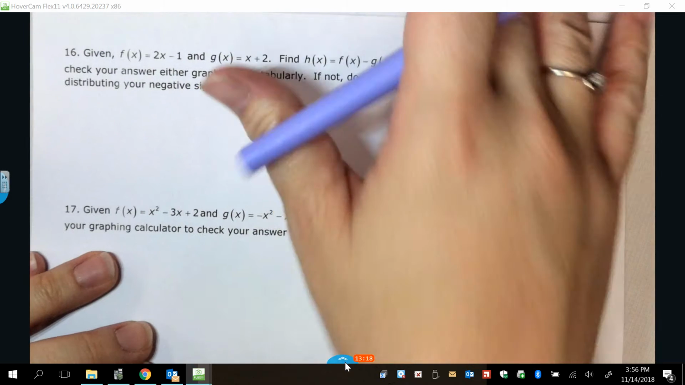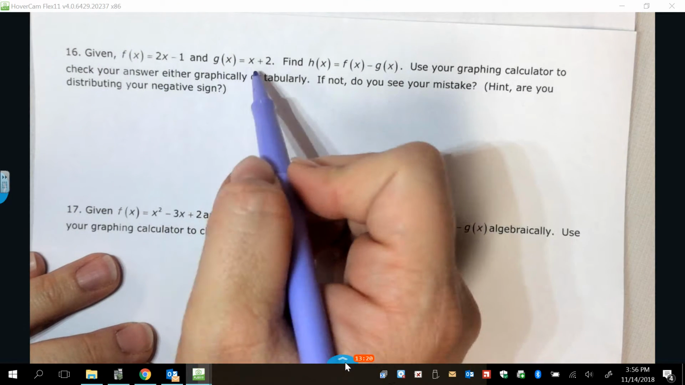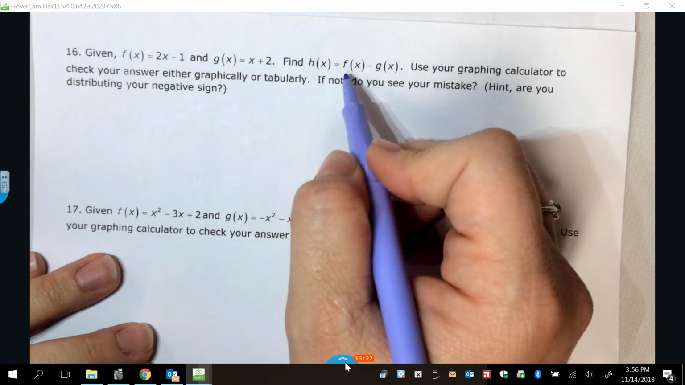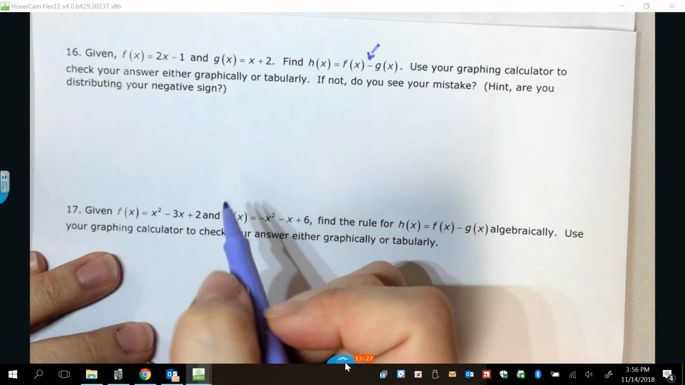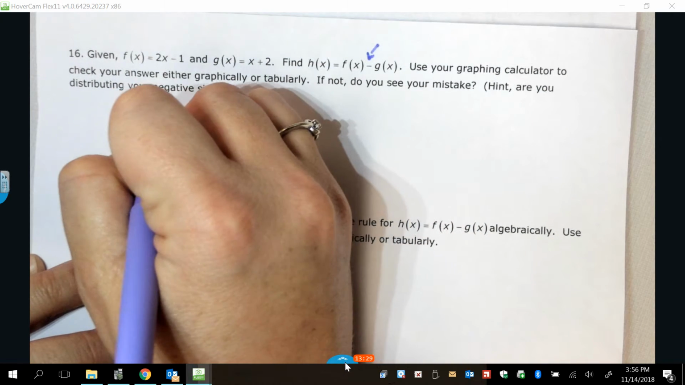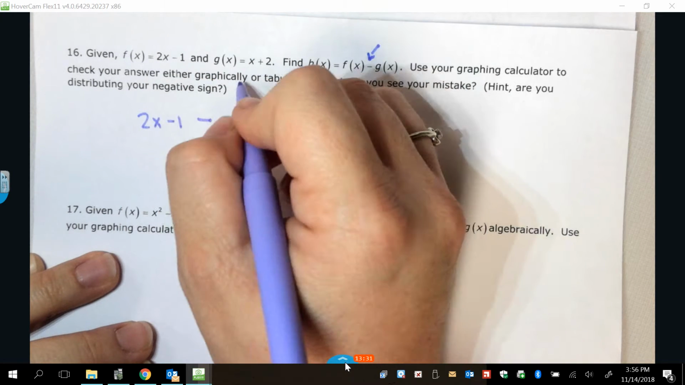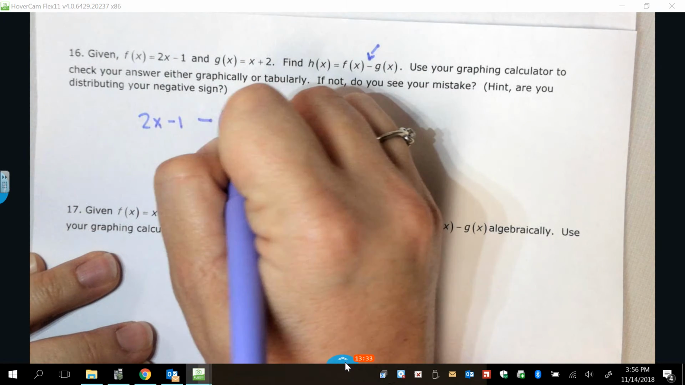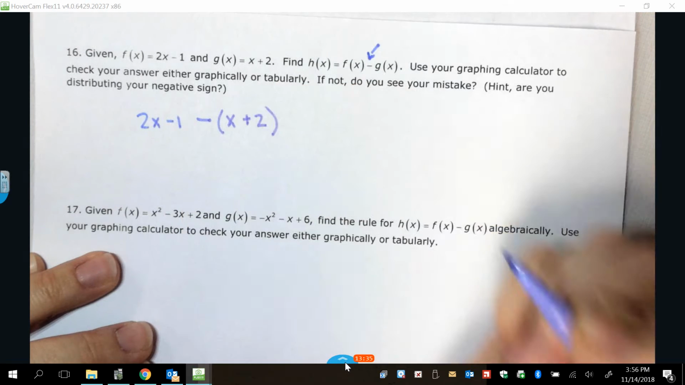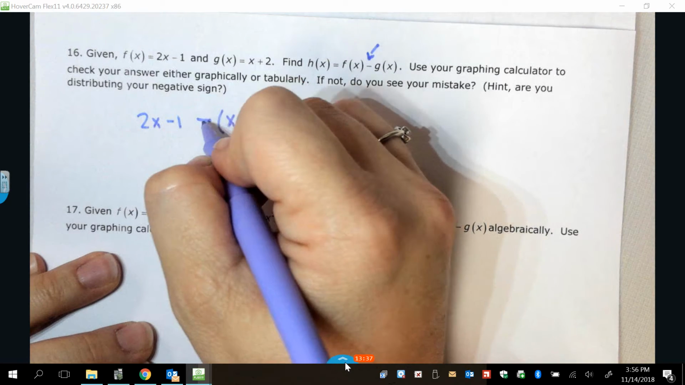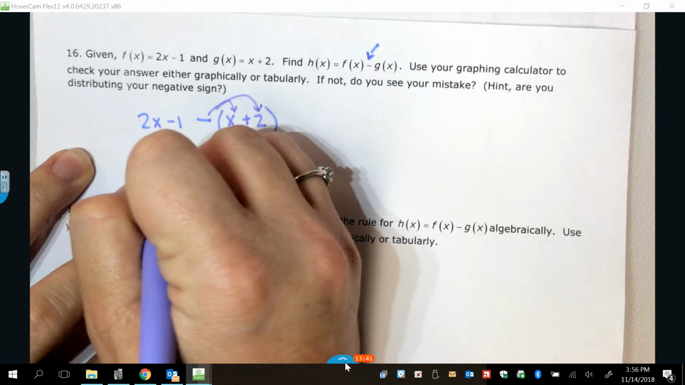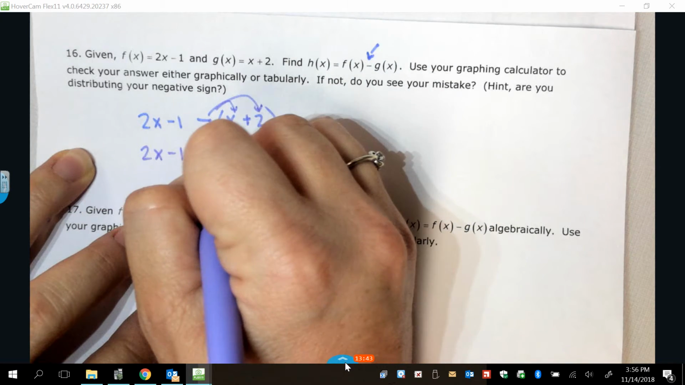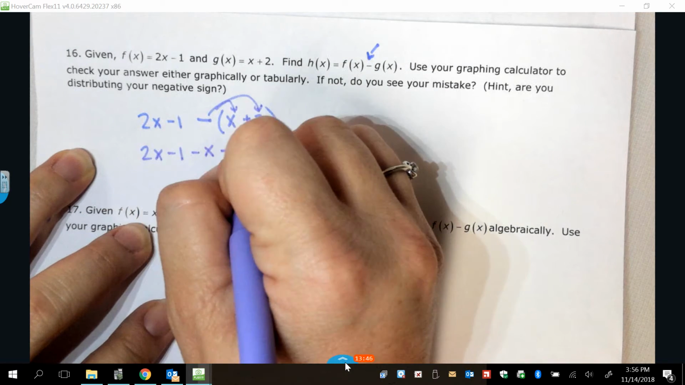Alright, given f of x is 2x minus 1 and g of x is x plus 2, find h of x equals f of x minus g of x. Use your graphing calculator to check your work. So we're going to do 2x minus 1 minus, now remember, we're going to subtract the whole thing. Okay, we have to give this negative to everything on the inside. So I have 2x minus 1, negative x, negative and positive make a negative 2.